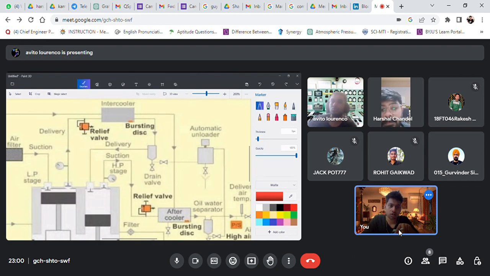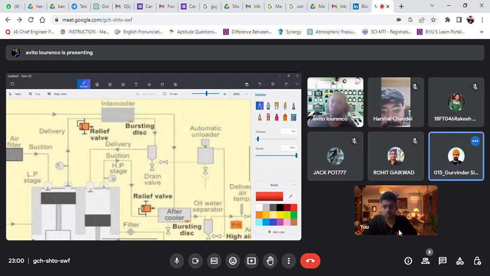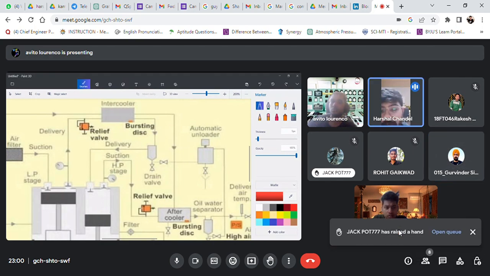Yes, I think you can mention the bursting disk is present in the body of the intercooler. The purpose of the bursting disc and the relief valve are different. Jack from marine has more ideas. Yes, Jack.